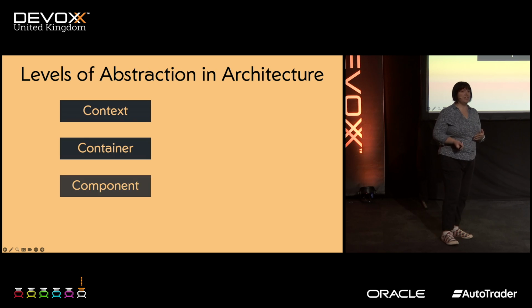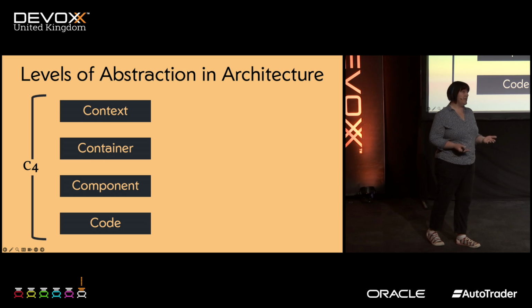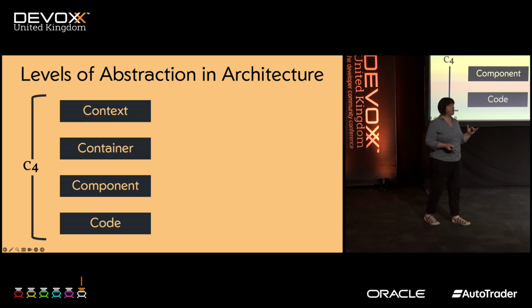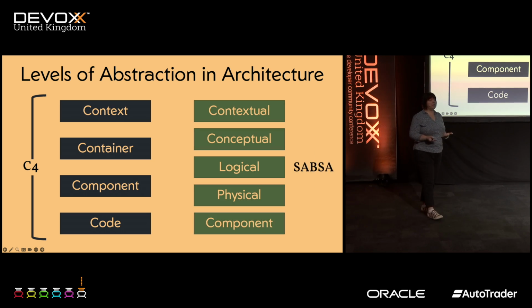We also do this in architecture. I mentioned C4, the C4 model, earlier. If you haven't had a look at that, I can recommend it. But this splits it out into different levels of abstraction. And we looked at that context one before. We also, in some of our frameworks that we use, have these different levels of abstraction. So the SABSA framework is a security framework, and this splits it out into these different levels as well.